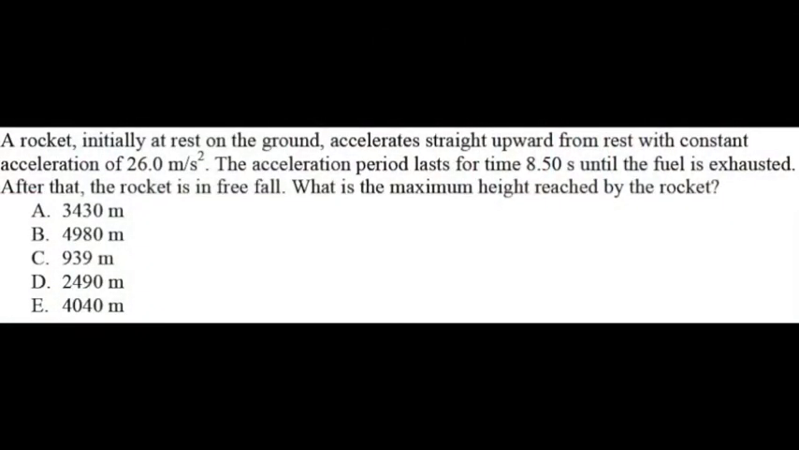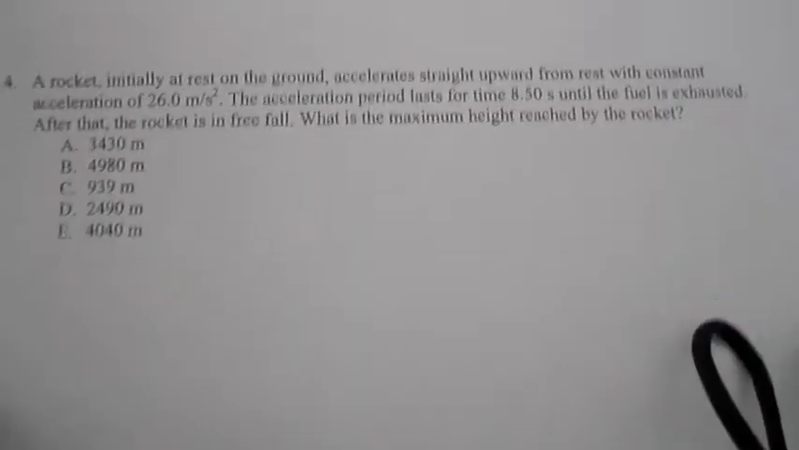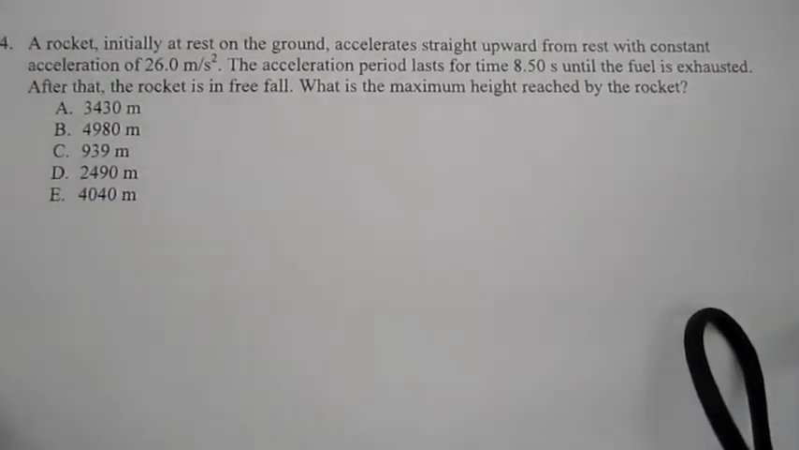A rocket, initially at rest on the ground, accelerates straight upward from rest with constant acceleration of 26.0 meters per second squared. The acceleration period lasts for time 8.50 seconds until the fuel is exhausted. After that, the rocket is in free fall. What is the maximum height reached by the rocket? Okay, so there's two segments to the motion here.